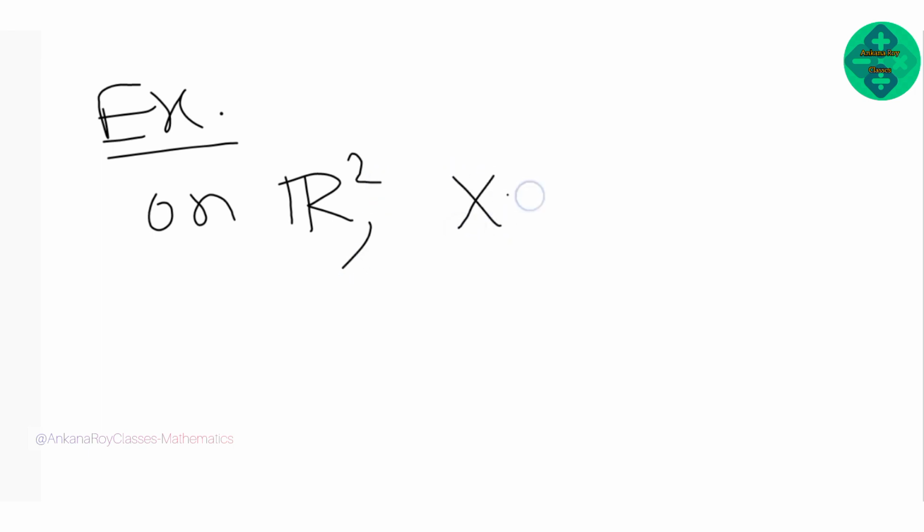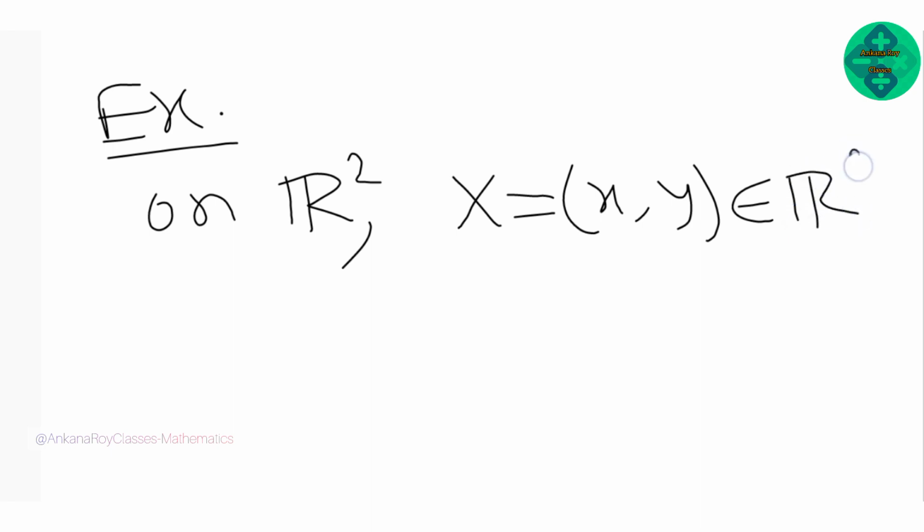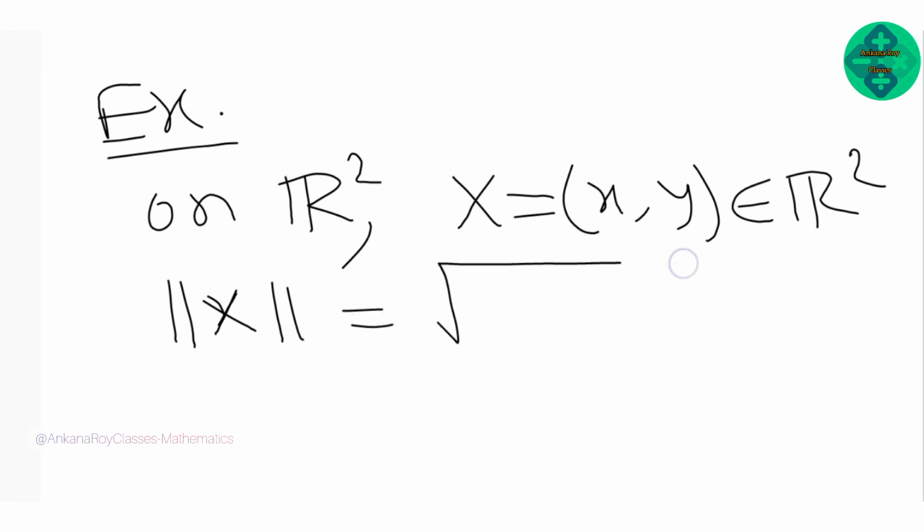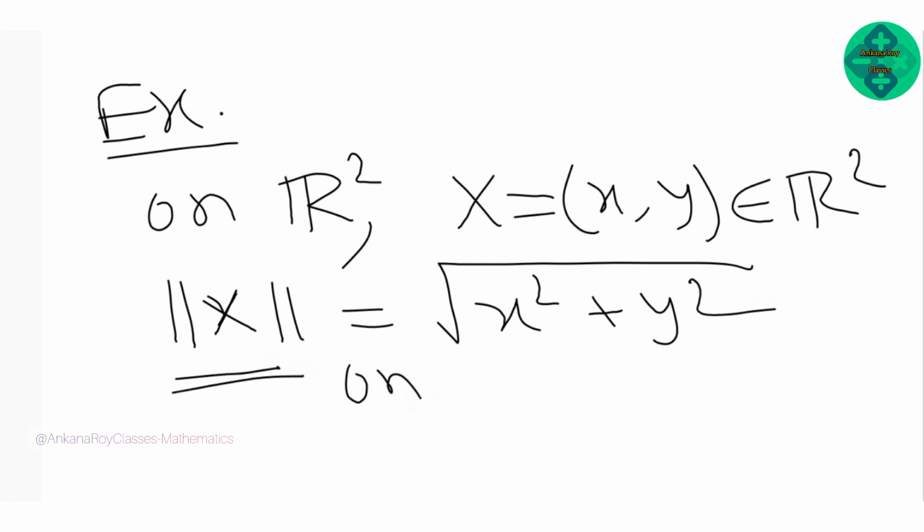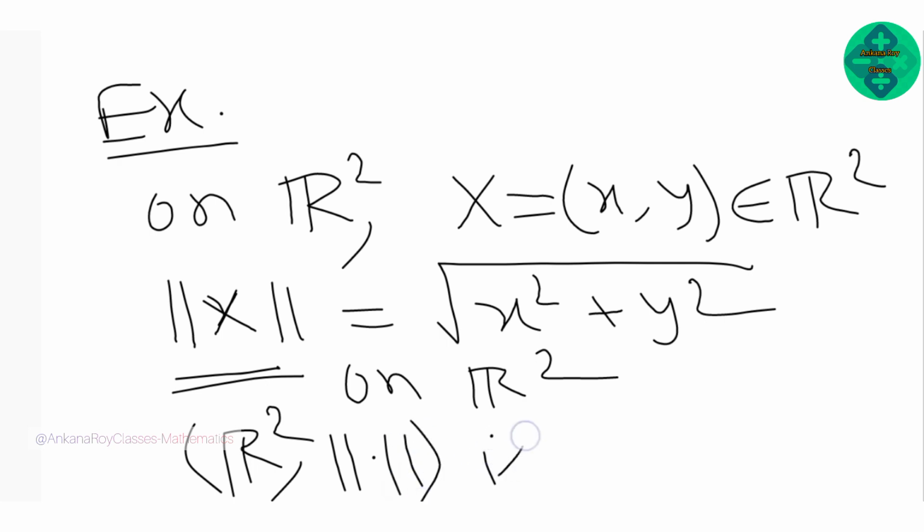For example, on R2, let x equal to small x, y belongs to R2. Here norm x is equal to root over x square plus y square. This is a norm on R2, and R2 together with this norm is a normed linear space.